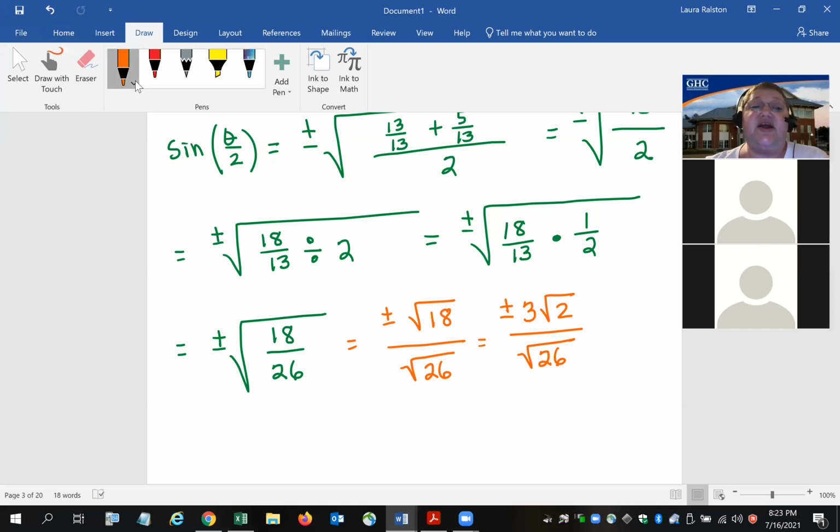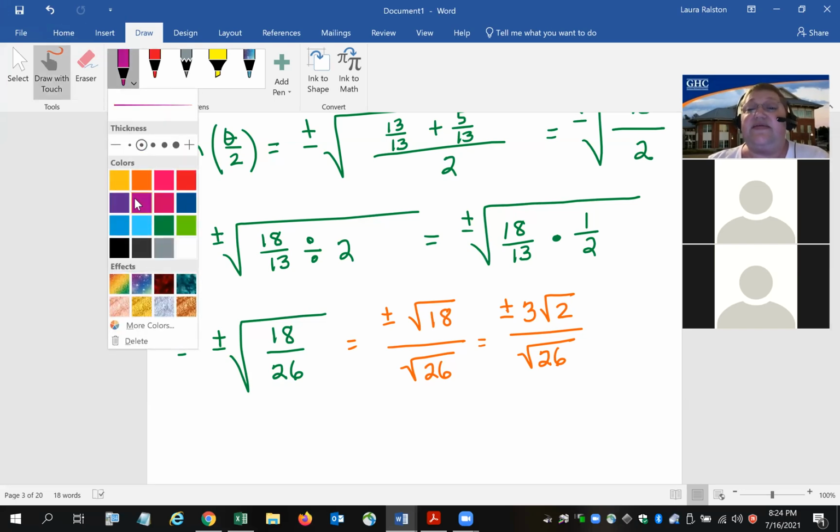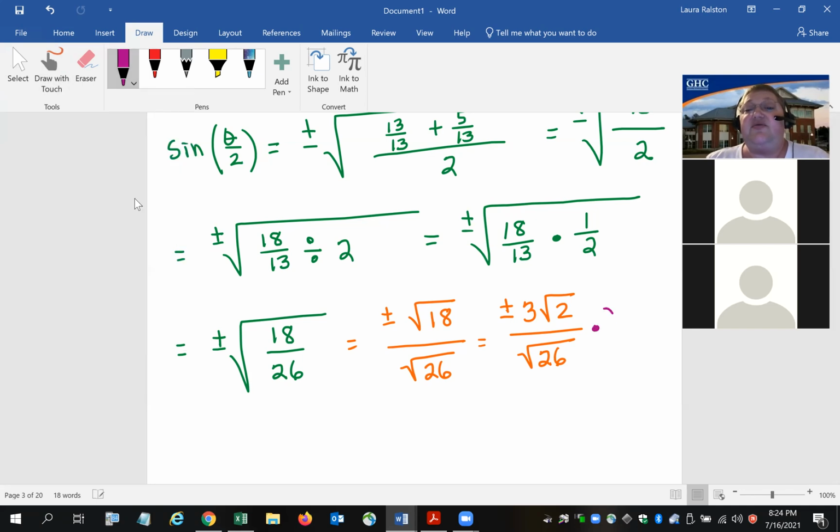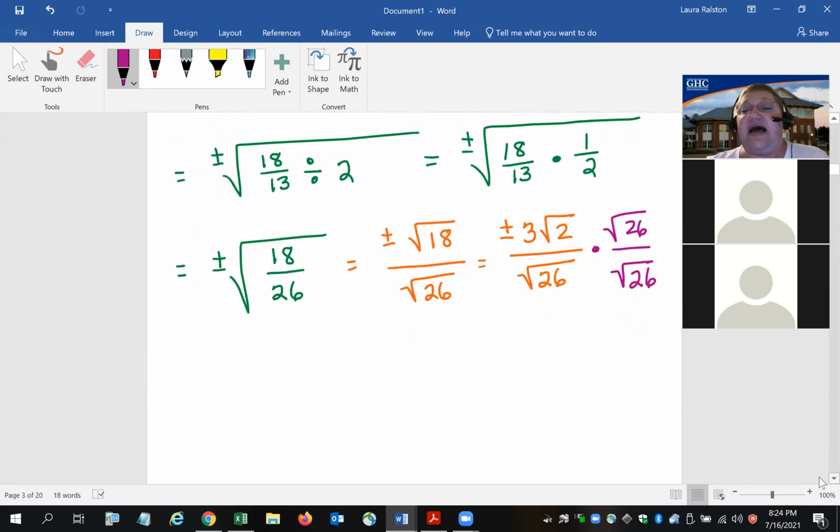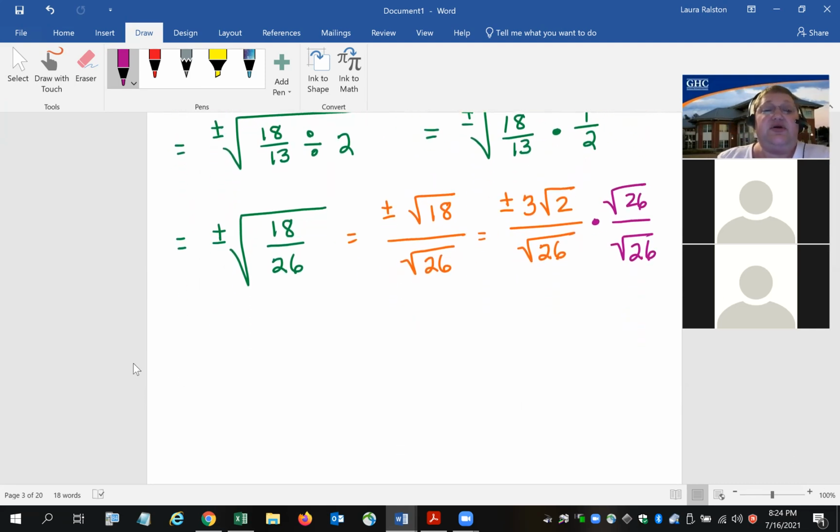You cannot have a radical in the denominator. So then you have to rationalize the denominator by multiplying the numerator and the denominator by that radical. So we have plus or minus 3 times the square root of 2 times 26 is 52, over square root 26 times square root 26, which is just plain old 26.